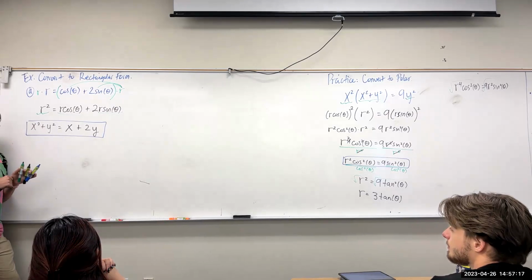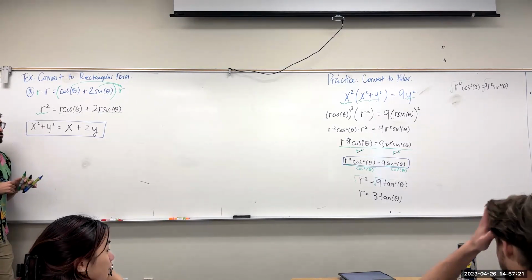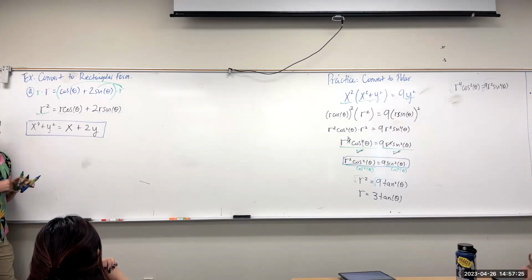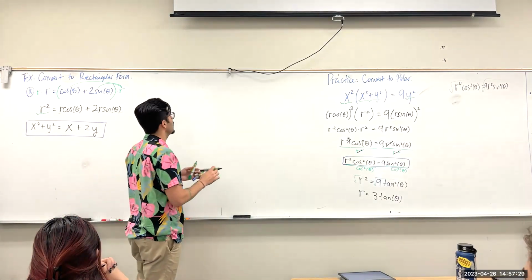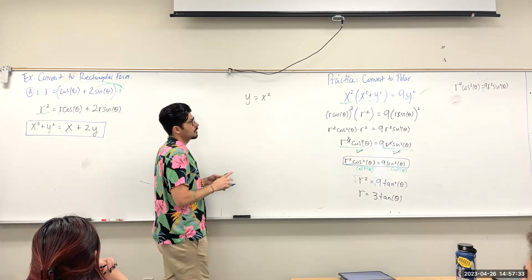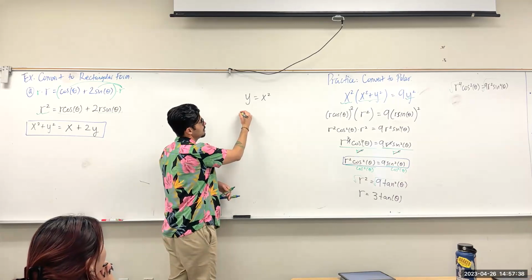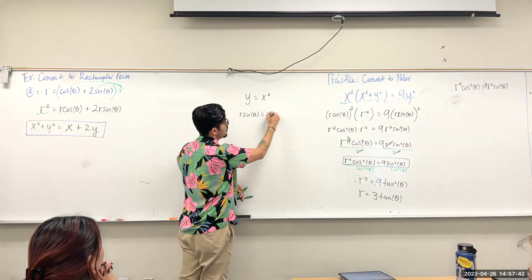Questions? Could you get a parabola with polar? Yeah, we'll do that one third. Yes, you can. Like that, right? The y would turn into r sine theta, and then x would be turned into r cosine theta.